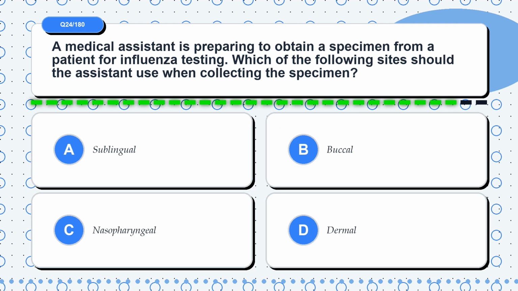Question 24. A medical assistant is preparing to obtain a specimen from a patient for influenza testing. Which of the following sites should the assistant use when collecting the specimen? Here are the options. Option A, sublingual. Option B, buccal. Option C, nasopharyngeal. Option D, dermal.